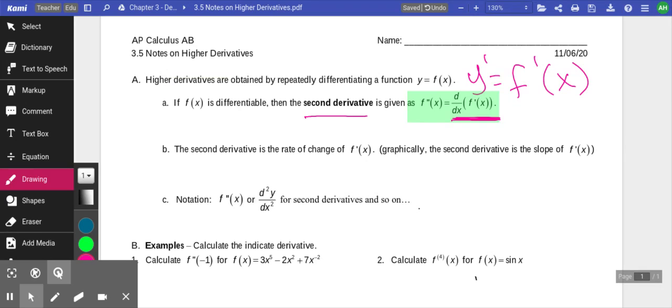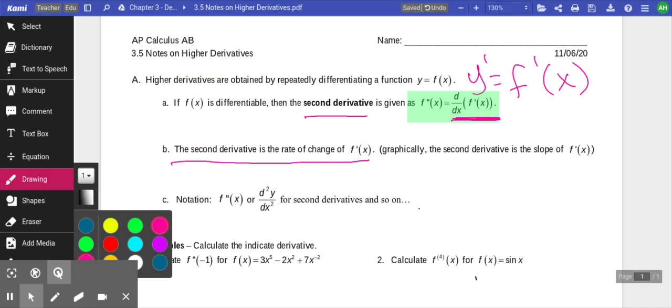Another way to think about this is that the second derivative is the rate of change of f prime. If f prime is the rate of change of f, then f double prime of x is the rate of change of f prime. Graphically, the second derivative is the slope of the tangent line for f prime.